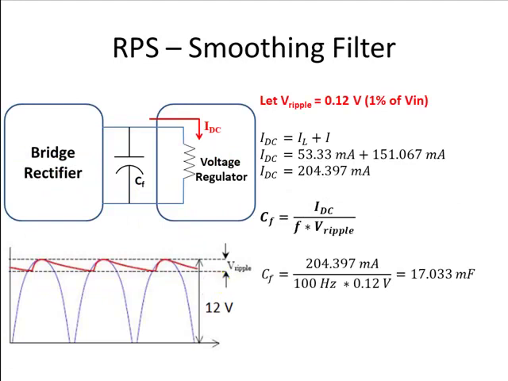Next, let us try to design the smoothing filter part. This smoothing filter comes in between the bridge rectifier and the voltage regulator. It is nothing but a simple capacitor connected, which I have shown here as CF, and the entire voltage regulator will appear to the capacitor as a load resistance. I am not worried about the actual value, because I know how much current should go into the voltage regulator.